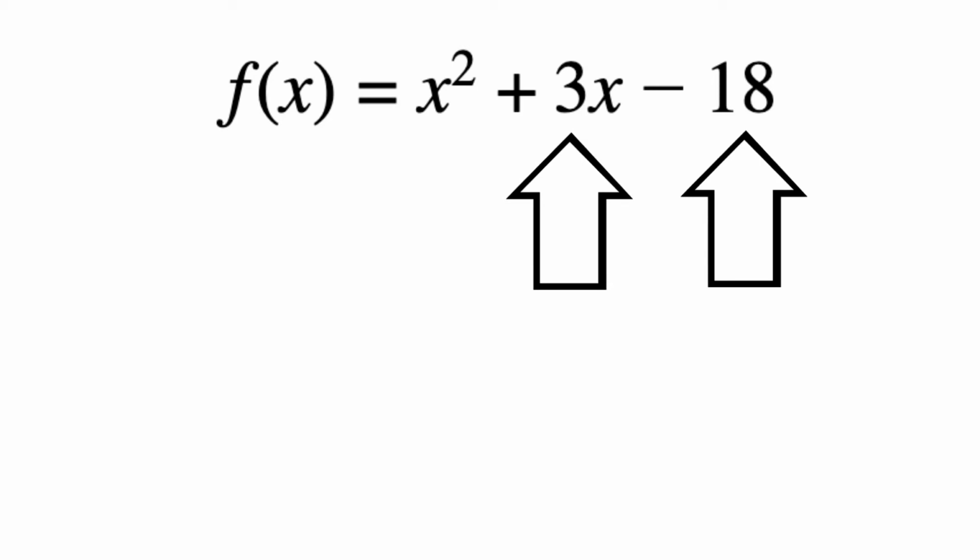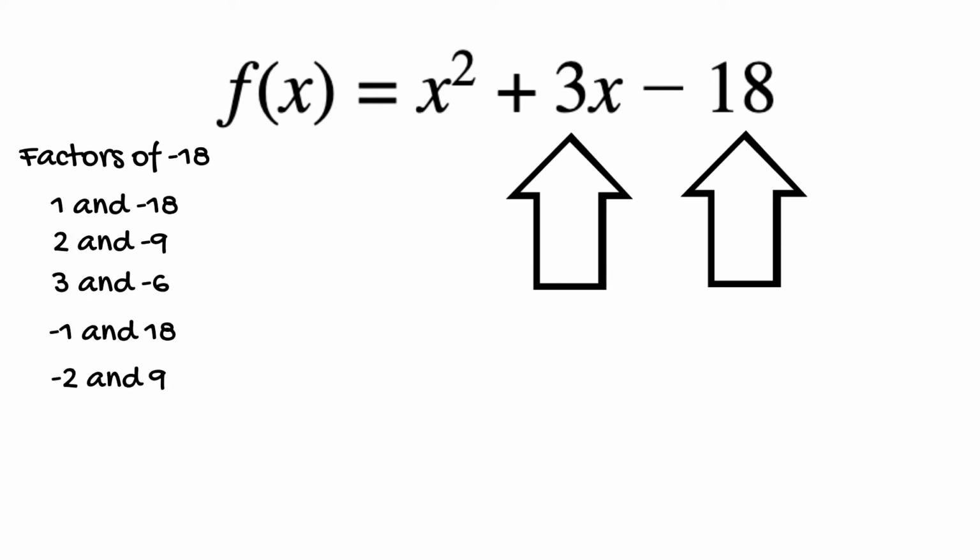So let's look at the factors of negative 18. The factors of negative 18 are 1 and negative 18, 2 and negative 9, 3 and negative 6, 6 and negative 3, 9 and negative 2, and 18 and negative 1. All right? So notice that one number has to be negative and the other positive to get negative 18. All right? As a result, the two numbers that add to give you positive 3 but multiply to give you negative 18 are clearly positive 6 and negative 3.